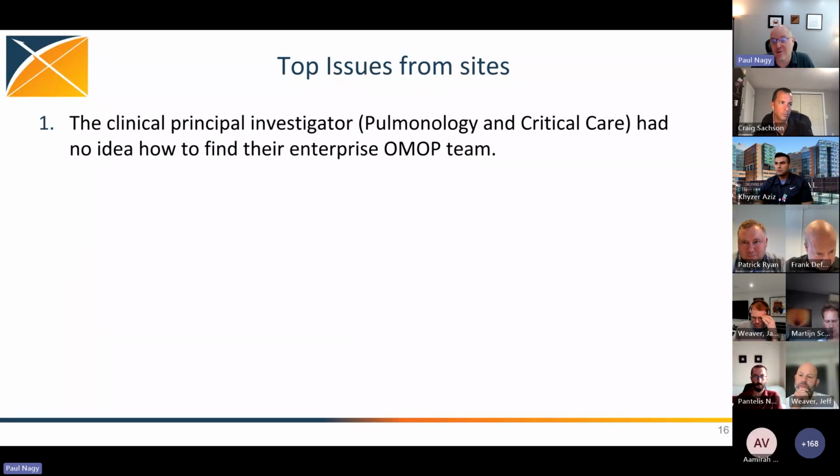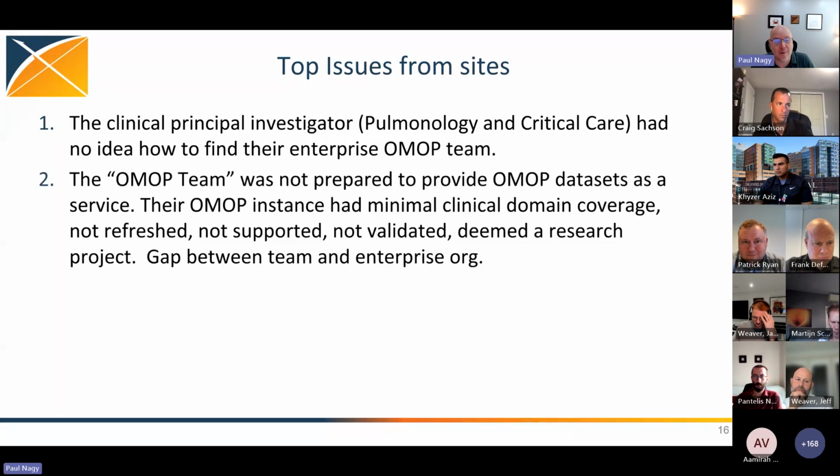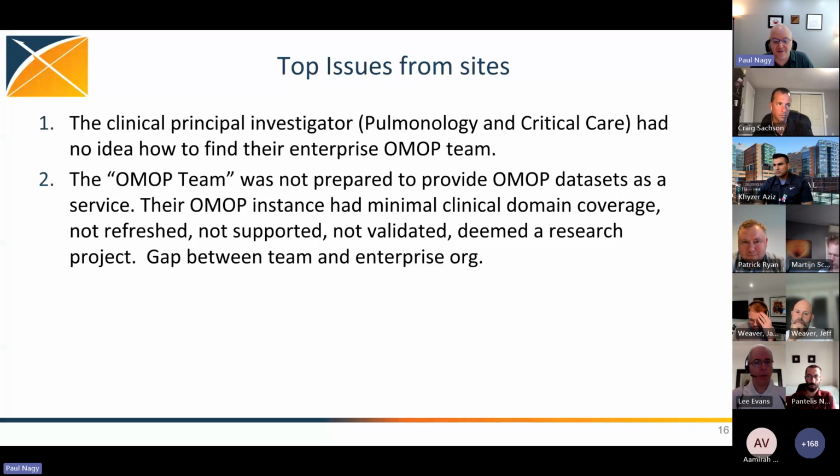And this actually usually slowed us down the most, by a couple of months, to help find where in the organization there was a team that would transfer the data into OMOP. The second issue we found was the "OMOP team," and I'll use that term with double quotes because often it was a single individual, was not prepared or had not considered how to provide OMOP data sets as a service.